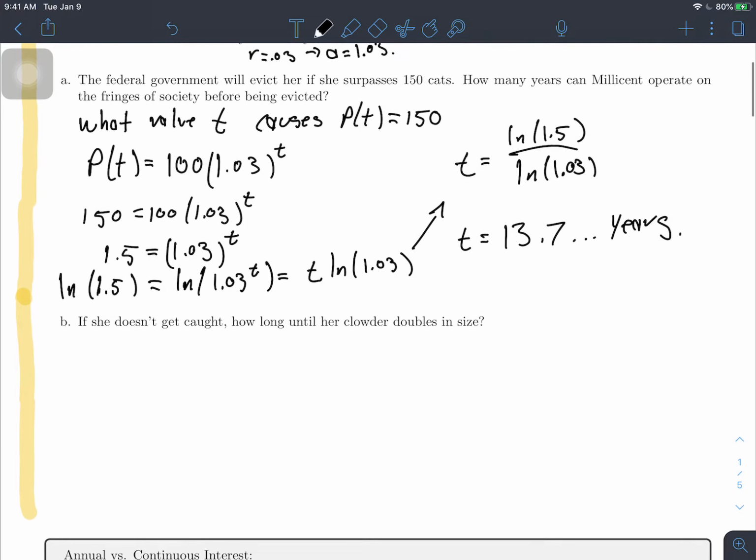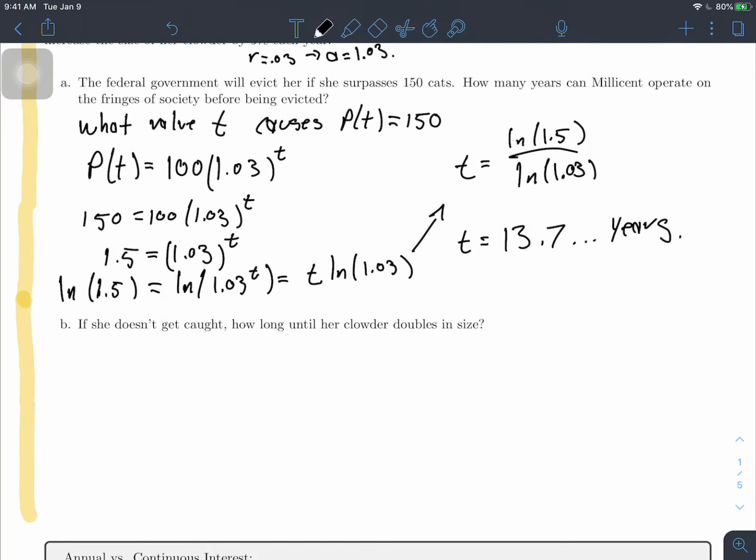Okay, so let's move on to part B. Part B asks us, if she doesn't get caught, how long until her clowder doubles in size? So the way that we're going to solve this one is going to be similar, except instead of telling us what P of t is, they tell us that her clowder should double in size. Well, if my original clowder is 100 cats, then double that is 200 cats.